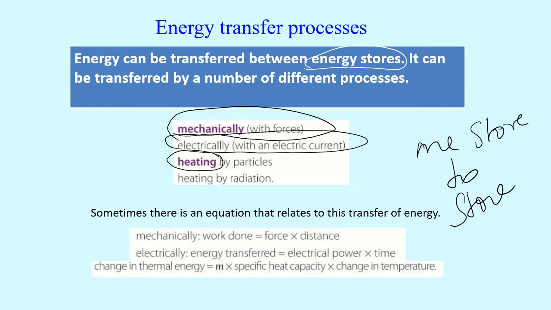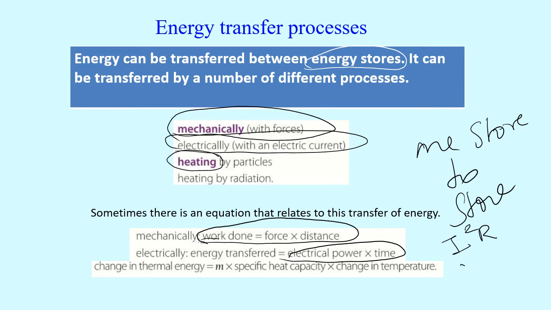Mechanically means, as I said, you have to apply a force. So how much is the work done or energy transferred mechanically? When you applied a force, what distance did it move? So force times distance. Just recently, when you studied P3, current electricity, you came across energy transferred there as power times time. And you had studied three equations for power, I squared R, VI, and V squared over R. Remember? So power times time means I squared RT, VIT, or V squared over RT.